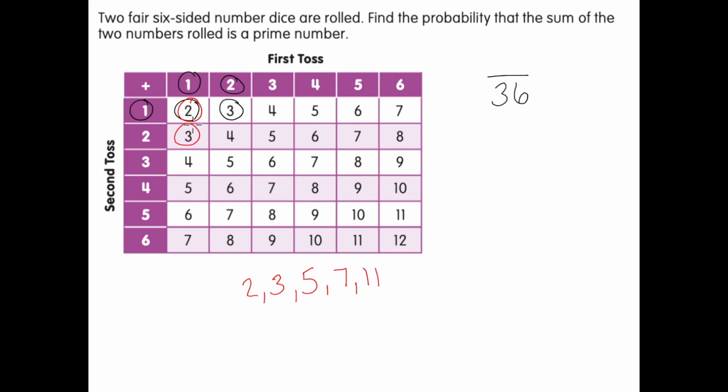So here's 1, 2, 3, 4, 5, 6, 7, 8, 9, 10, 11, 12, 13, 14, 15. So it looks like there are 15 possible outcomes of rolling a prime number. When you roll 2 dice together and you add up their sum, you have a 15 out of 36 chance of rolling 2 dice that add up to be a prime number.